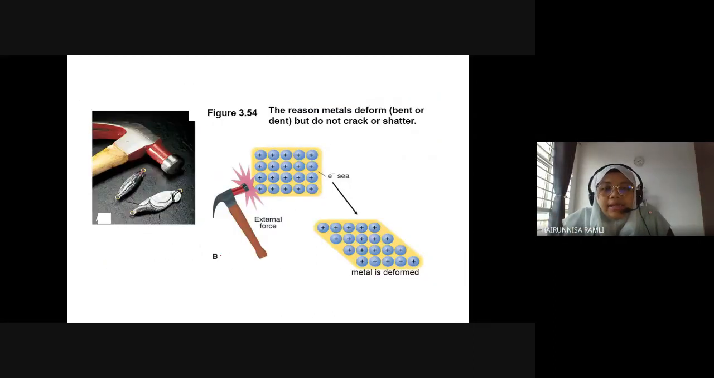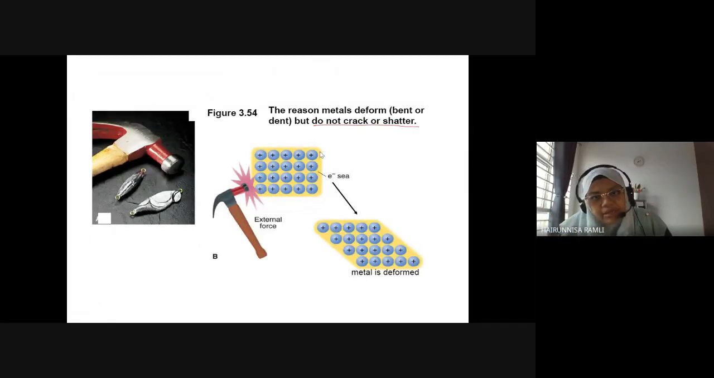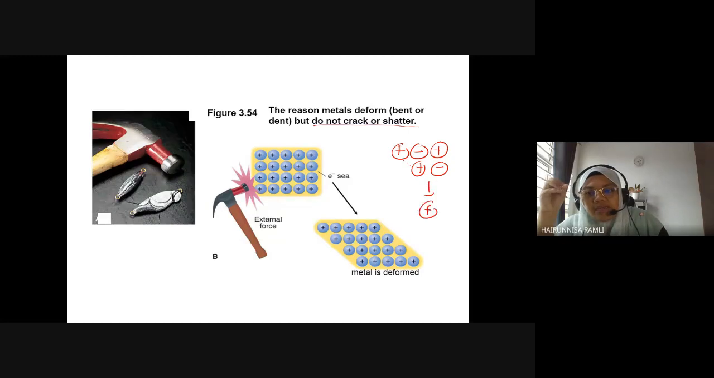Okay, saya tambah another figure untuk explain on the why the reason metals deform. Dia tak crack atau tak shatter. Kalau ingat balik, previously dalam ionic, kita mention about positive negative charge. Bila you ketuk, positif tu akan berubah kan. So bila positif dengan asalnya kan disusun, akan jadi alternately. Kan, dia akan susun alternately. So bila you ketuk, so kat sini akan dia akan jadi positif dengan positif. So that's why bila positif dengan positif, dia akan ada repulsion. So that's why dia akan crack.